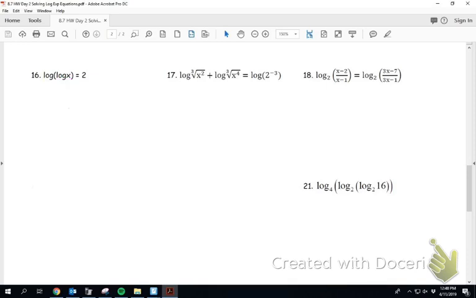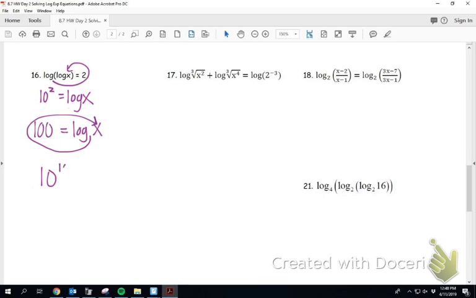So if I were to write this in exponential form, the base is 10, so 10 squared is equal to log x. So now I can solve that log, so I would have 100 is equal to log x. So if I wanted to solve this, then I would get 10 to the 100 is equal to x. Now 10 to the 100, that means 100 zeros.